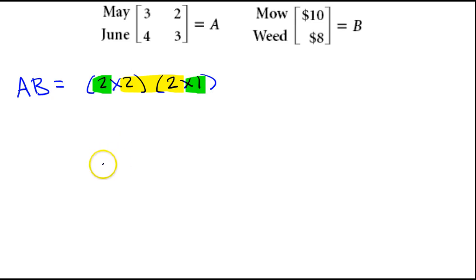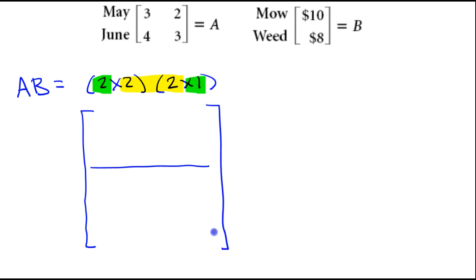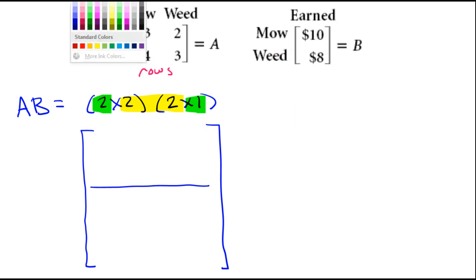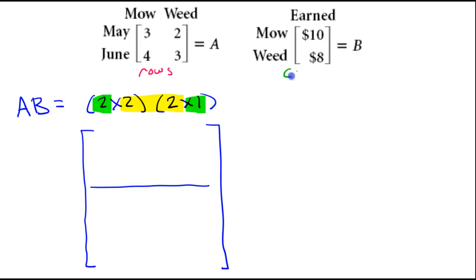So let's set that up so we can do our work. So I'll put a line right here to show 2 rows, but I'm just going to immediately put a box around it because 1 column. Okay, now remember, when you do matrix multiplication, you're multiplying rows by columns. The rows always come from the first matrix, and the columns always come from the second matrix.